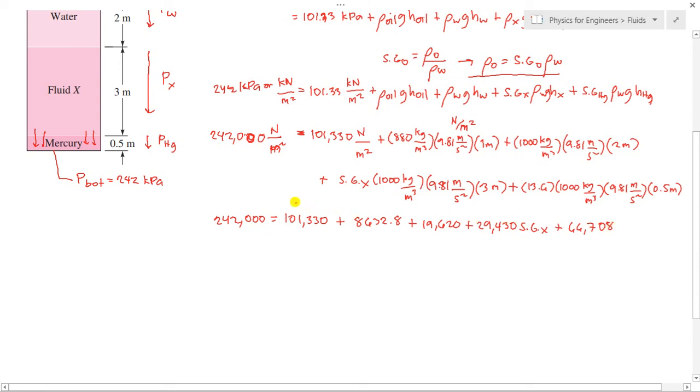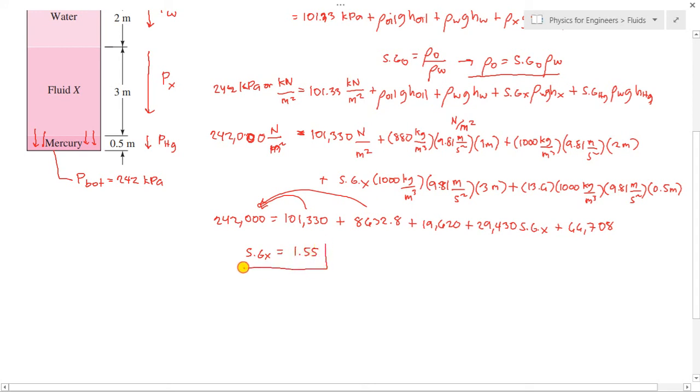So kani siya ato ni transpose the constant, combine the constant on the other side. So we now have the value of our specific gravity for our fluid X. That is equal to 242,000 minus 101,330 minus 8632.8 minus 19,620, then minus 66,708, then all over ato i-divide sa kanang constant or coefficient sa SG. Okay, the answer for our SG of fluid X is just approximately equal to 1.55.